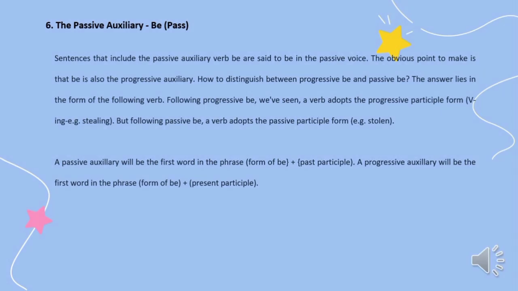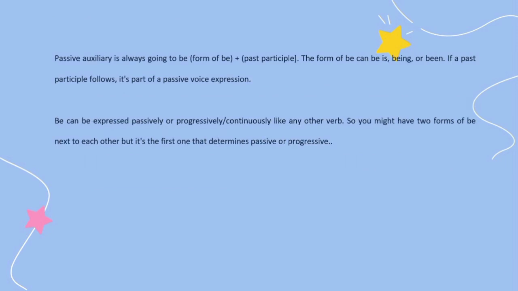A passive auxiliary will be the first word in the phrase form of be plus past participle. A progressive auxiliary will be the first word in the phrase form of be plus present participle. Passive auxiliary is always going to be a form of be plus past participle. The form of be can be be, is, being, or been. If a past participle follows, it's part of a passive voice expression. Be can be expressed passively or progressively or continuously like any other verb. So you might have two forms of be next to each other, but it's the first one that determines passive or progressive.